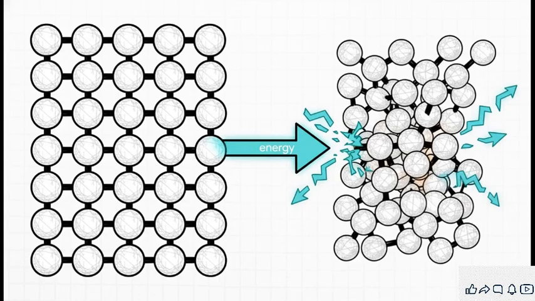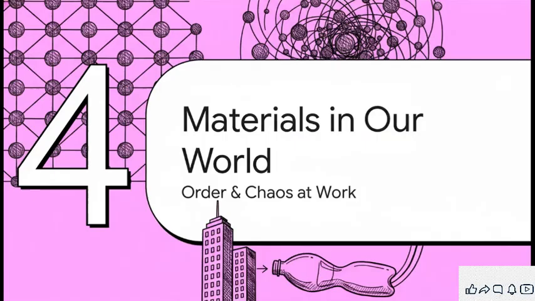And this whole order versus chaos thing also controls how energy moves through a material. You can think of a perfect crystal lattice as being like a grid of superhighways. Energy, whether it's heat or electricity, can just zip through it quickly and efficiently. But in a random, amorphous structure, that energy just gets bounced around and scattered, which makes them much, much worse conductors.